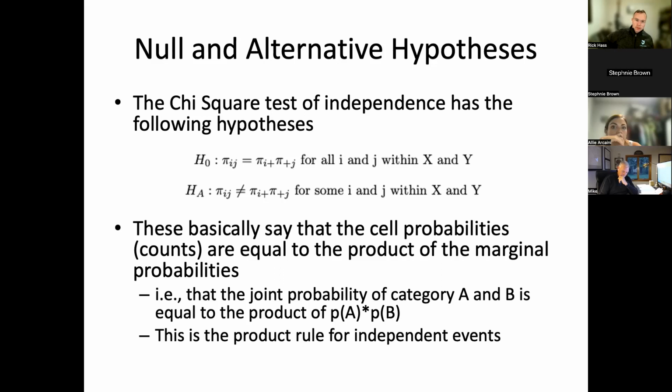So what's true of the probabilities is true of the counts. This is also another way to say that the cell counts are basically equal to the product of the marginal counts in a particular way. This is just derived from the product rule for independent events of probability.